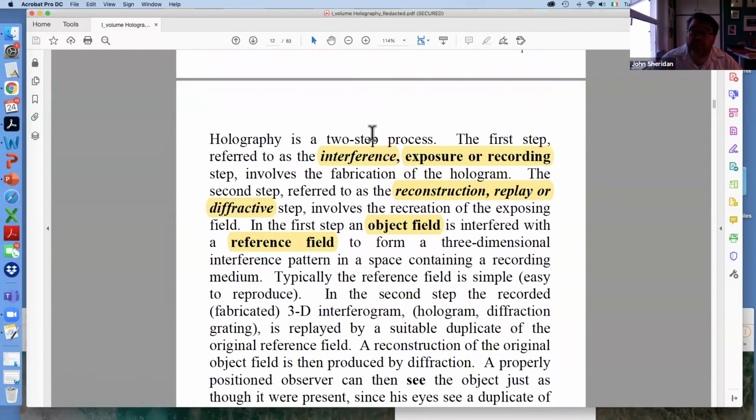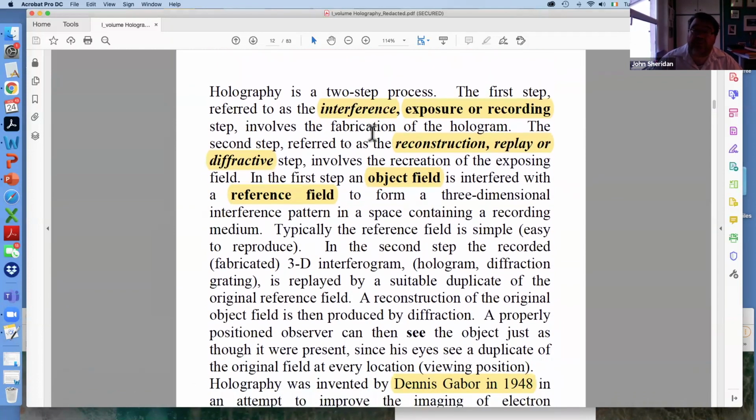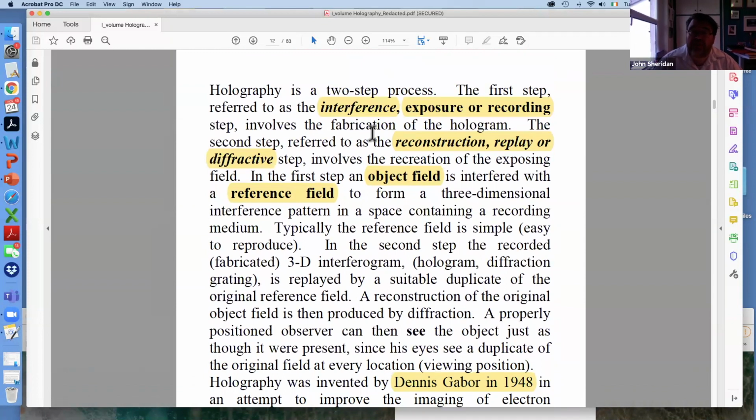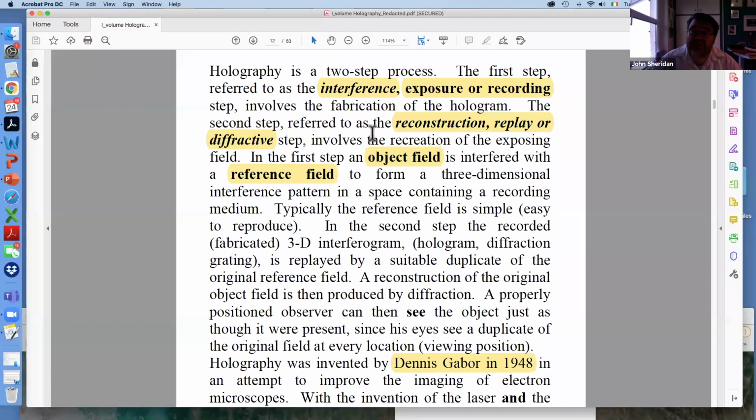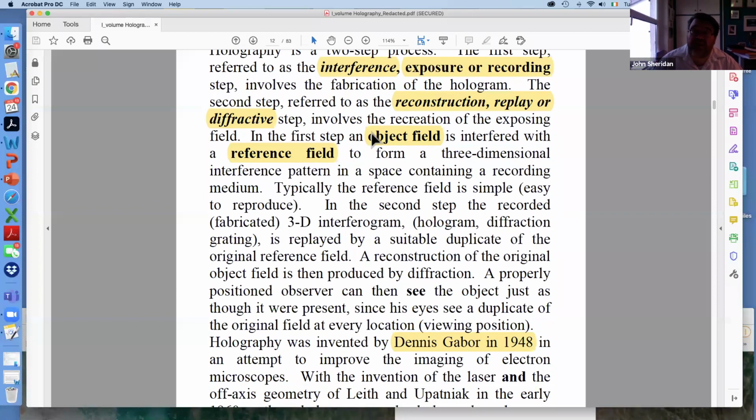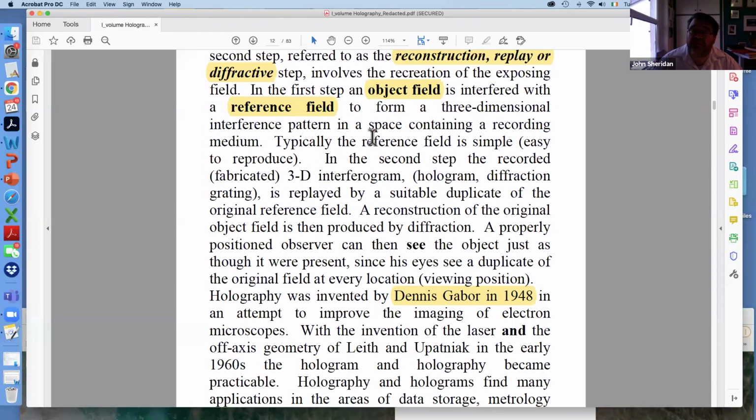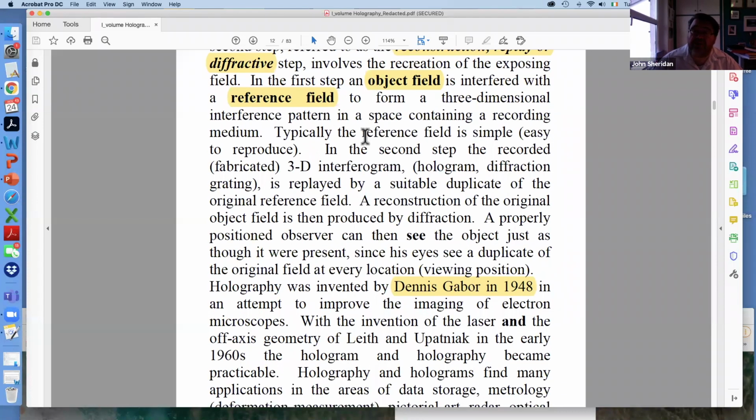Holography is a 2-step process, as we've mentioned above. The first step is referred to as interference or exposure recording, and involves a fabrication of the hologram. The second step, referred to as reconstruction, replay, or the diffractive step, involves the recreation of the exposing field. In the first step, an object field is interfered with a reference field to form a 3-dimensional interference pattern in a space containing a recording medium, so a plate. Or nowadays, we have cameras, and you might say, well, a camera only captures information in a plane, but we'll talk maybe a little bit about that later. But let's just stick with our volume at the moment.